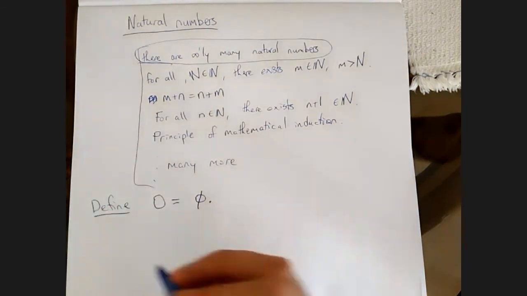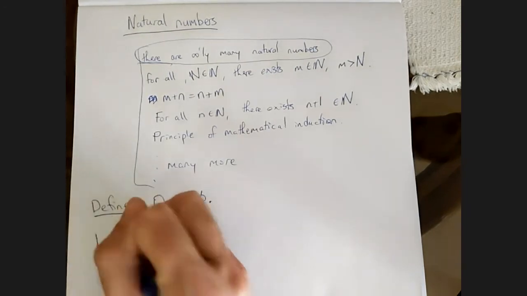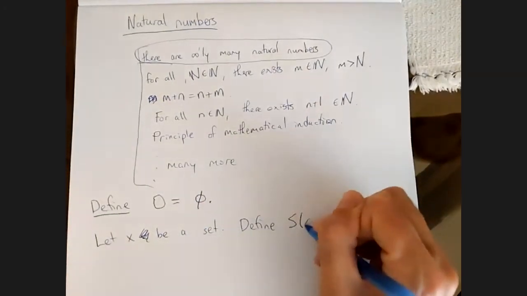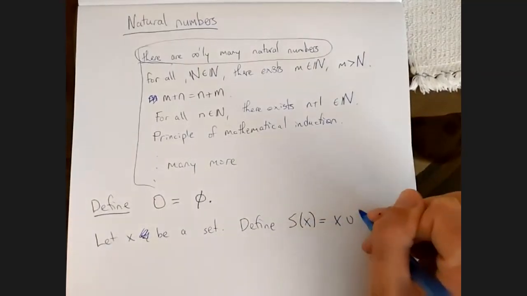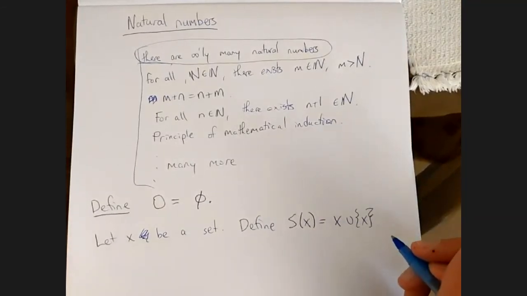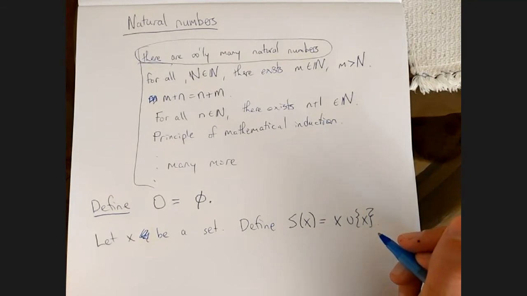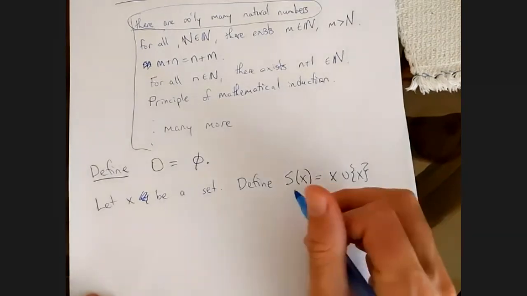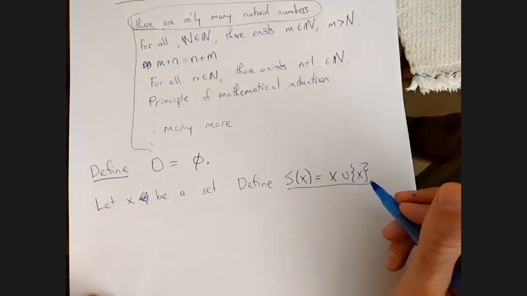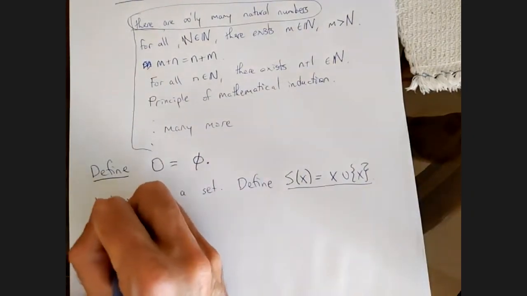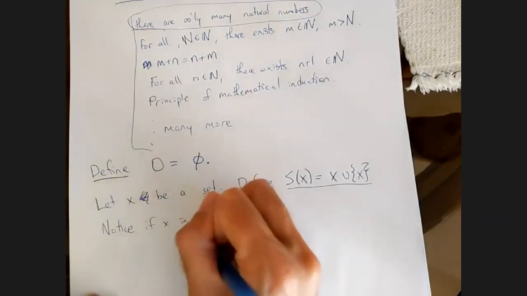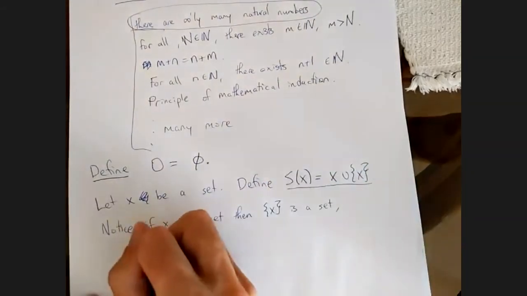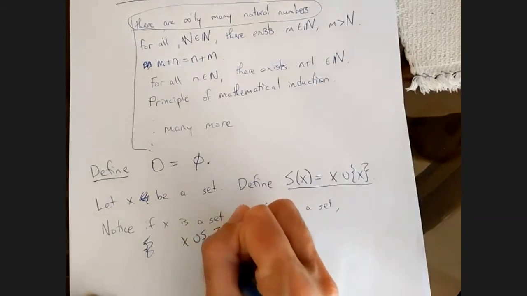And then what we do is a trick. Let X be any set, and we define the successor of X to be X union the singleton of X. Of course, we should be a little bit careful. Let's at least establish that this is a set, at least briefly. Notice if X is a set, then the singleton of X is a set. So the union of the singleton of X with X is also a set.